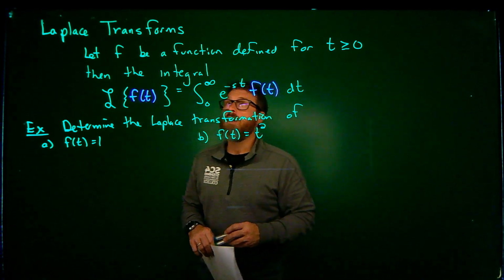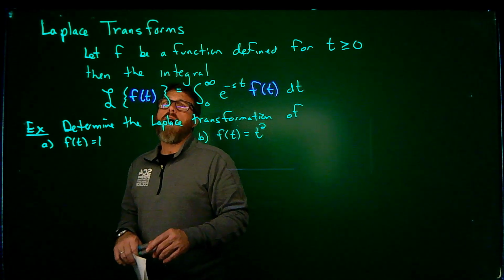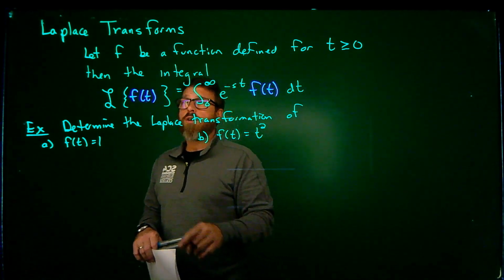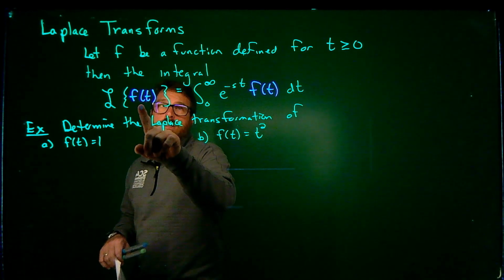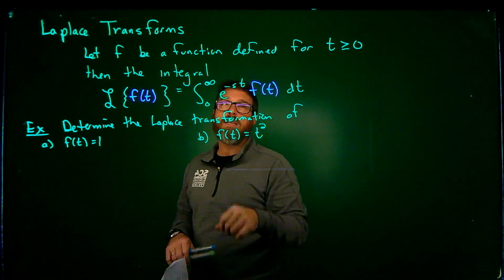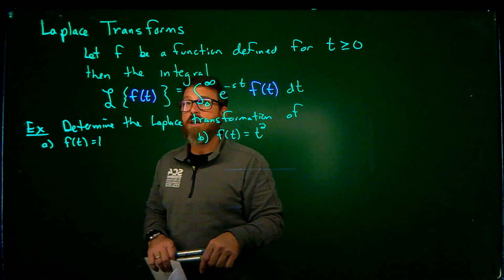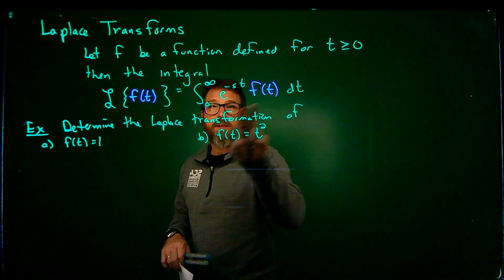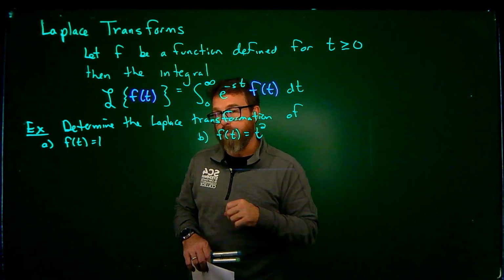So let's get into it. For the Laplace transform, let f be a function defined for all t greater than or equal to 0. Then the Laplace of f of t, defined by this integral, is going to be the integral from 0 to infinity of e to the minus st times f of t dt. So if you're trying to find the Laplace of the function f of t, you pop it into here, and then you have to find that improper integral.